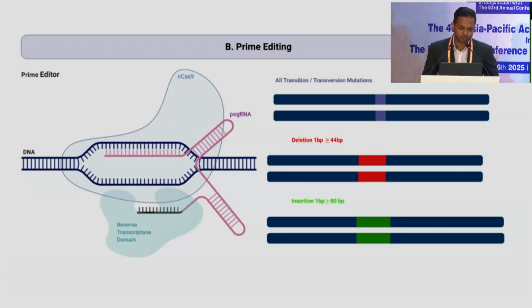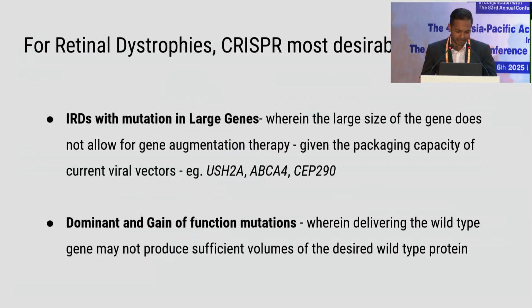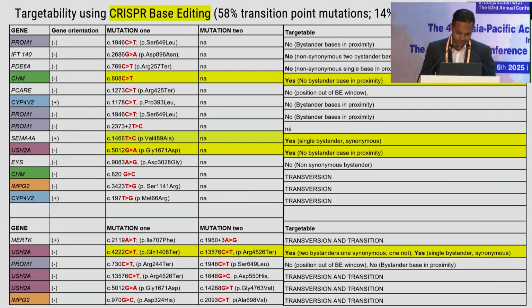Another modification is prime editing, in which a reverse transcriptase domain is added to the Cas9 protein. And further now, even RNA editing. So for retinal dystrophies, CRISPR is most relevant for large genes wherein you can't do gene packaging, as well as dominant and gain of function mutations. So for all the patients that we were seeing with these retinal dystrophy mutations, we looked at how many of them had point mutations amenable to base editing. 58% of them had that, and about 14% of all of the patients were targetable using CRISPR base editing.